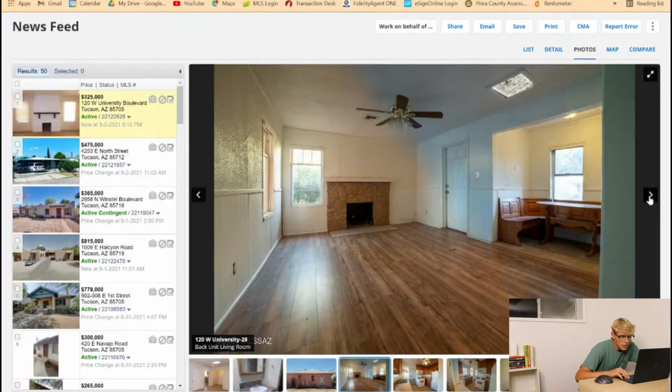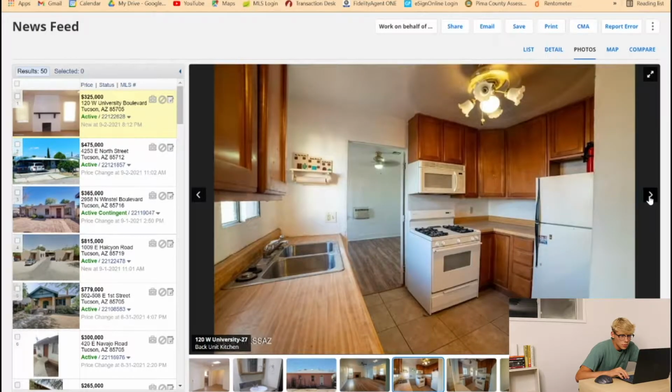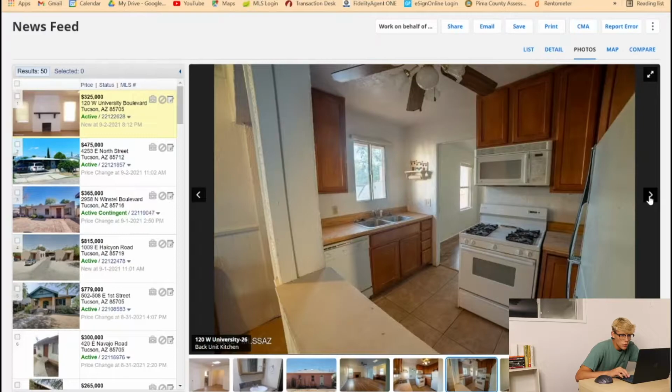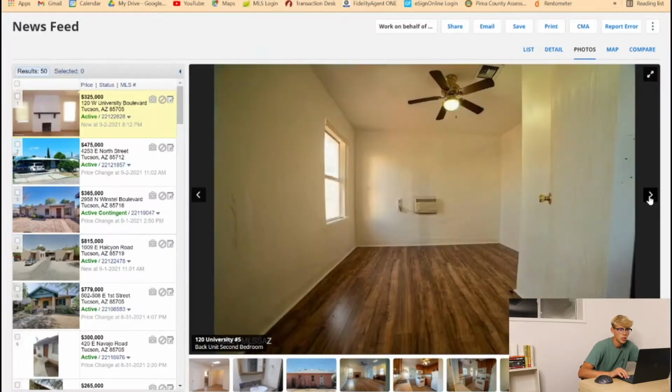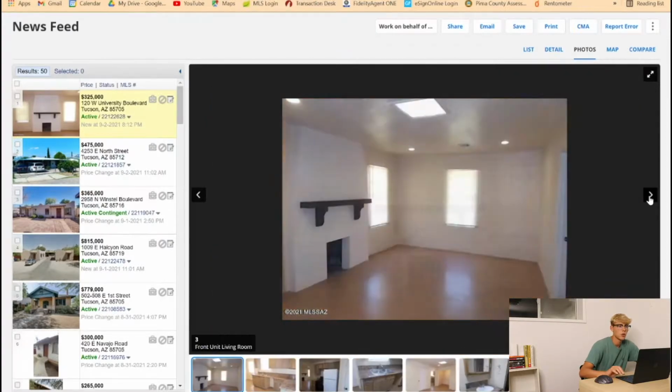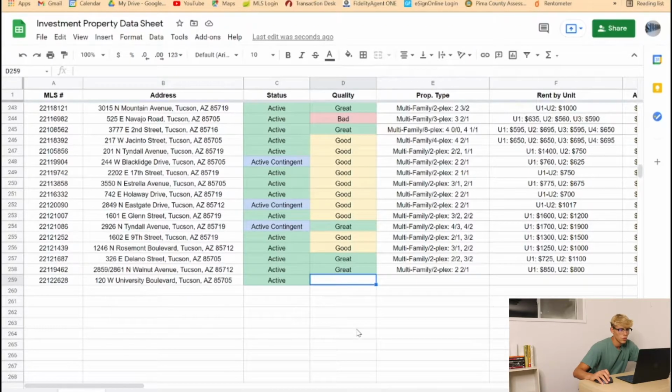So this looks like the back unit now. Hardwood floors. It's definitely old, but it's not terrible. So with this one, I'd probably put good quality because overall it's not terrible. If someone really had to move in, they could, but you could also put some money into it too. So right here, I'm just going to record good. I have them color coded. You don't need to get that fancy.